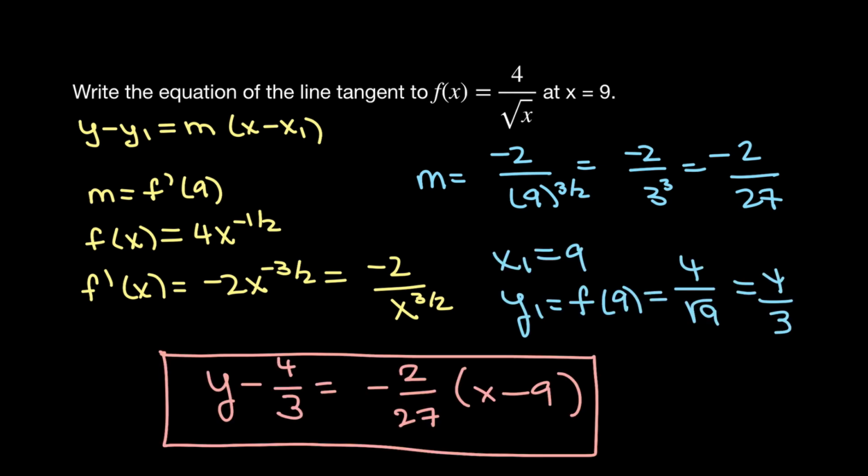My x1, y1, my point of tangency: the x value is given to me, x equals 9. My y1 at the point of tangency is going to be f of 9. So I'm going to take 9 and plug that into my original function. 4 divided by square root of 9 is 4/3. And then putting this all together in my point slope formula, here's my final answer. y minus 4/3 equals negative 2/27 times x minus 9.